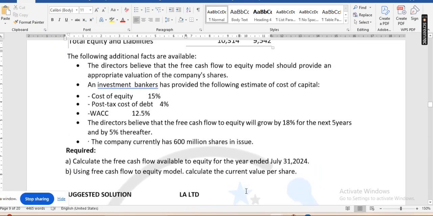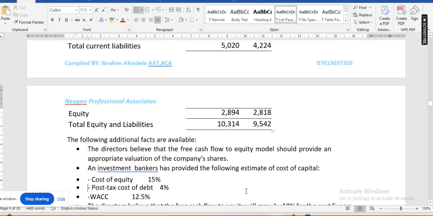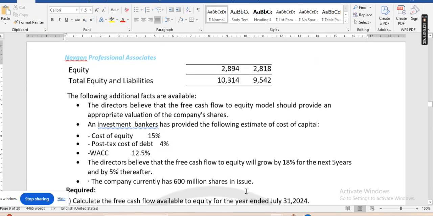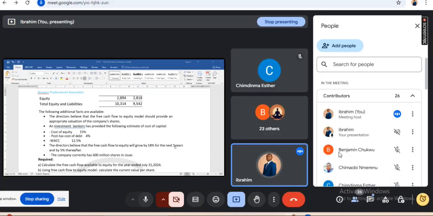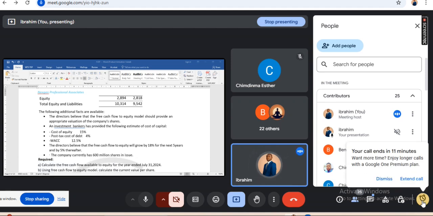The additional information. The following additional facts are available. The directors believe that the free cash flow to equity model should provide an appropriate valuation of the company's shares. And investment bankers have provided the following estimates of cost of capital.